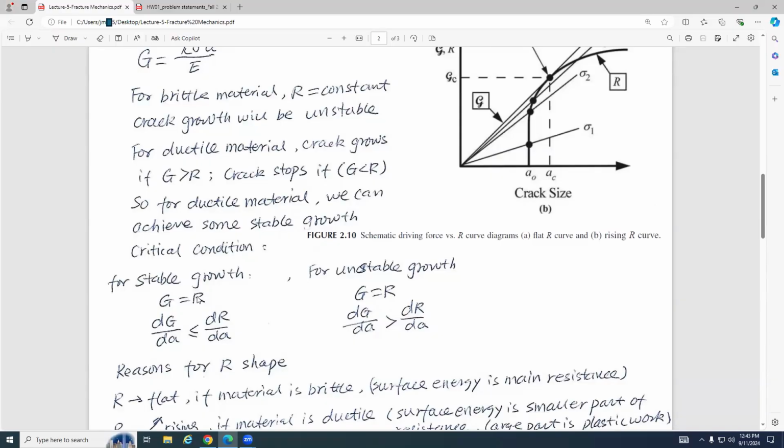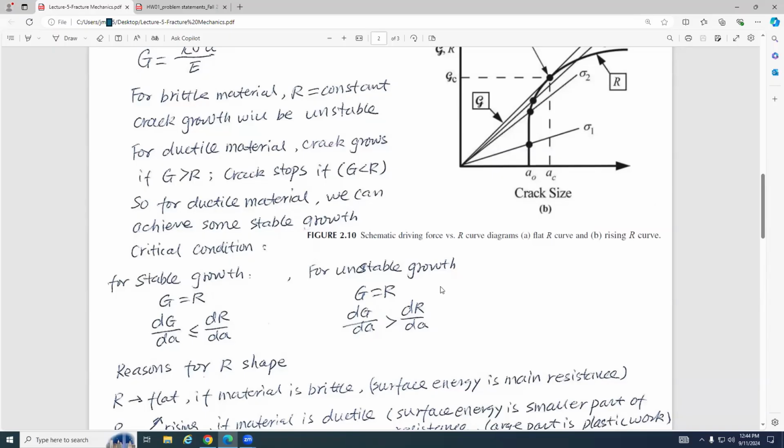I just want to tell you guys, for the GC and for convenience, because sometimes the GC is increasing, we use R here. So for stable growth, T equals R, but the change of T is less than the change of resistance. If this condition is met, this is stable growth. Stable growth means that the crack grows a little bit and then stops.